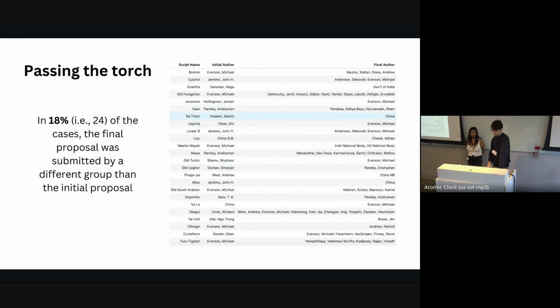Beyond that, we have a few cases where the first proposal and the last proposal were actually authored by different people, but that was only in 18% of cases. You'll see one group, for example, on the left side, where the initial author started the proposal and then somebody else submitted the final proposal that actually got encoded. However, one interesting thing to consider is that, for example, Meetei Mayek was first submitted by Michael Everson, but then the final author was Irish National Body and US National Body. But technically, Michael Everson is the Irish National Body. So that's worth considering in that case.